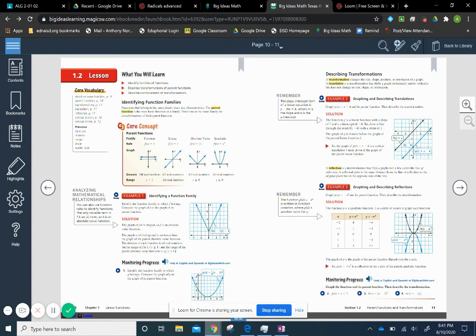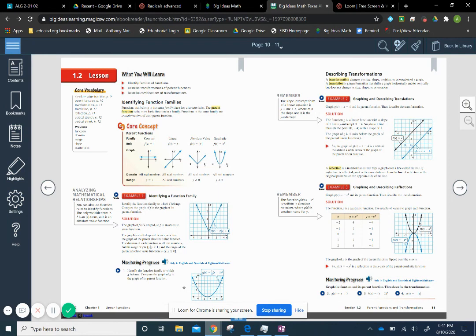So a quick review. We've talked about the parent function. We have 4 that we're going to be looking at right now. The constant, which is flat, the linear, which goes diagonal, the absolute value, which is a V, and the quadratic, which is a U shape, it's a parabola. We talked about domain, which is all the real numbers for all of these. Domain is all the x values. We talked about range. For the constant, it's y equals 1.